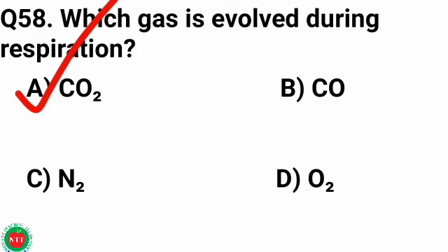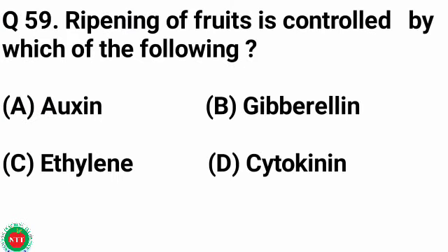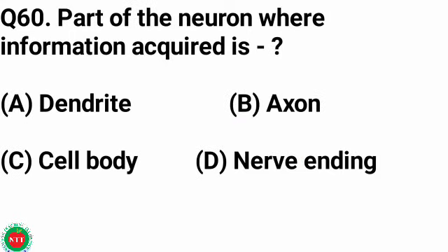Question number 59. Ripening of fruit is controlled by which of the following? Auxin, gibberellin, ethylene, cytokinin. The right answer for this question is ethylene. Question number 60. Part of neuron where information is acquired: dendrite, axon, cell body, nerve ending. Dendrite. Option A is the right answer.